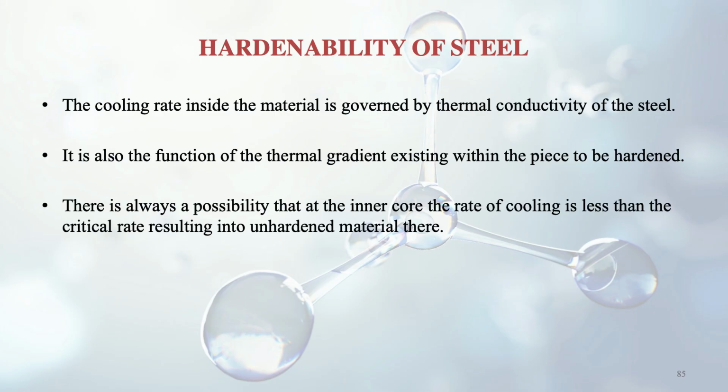So there is always a possibility that at the inner core the rate of cooling is less than the critical rate, resulting in unhardened material there. So it is quite possible that the outer part of the object or specimen is hardened, whereas the inner part remains somewhat soft because the heat loss hasn't occurred in a proper manner.